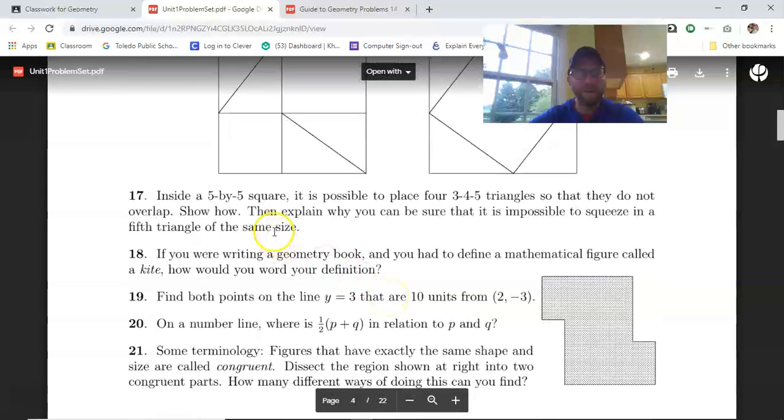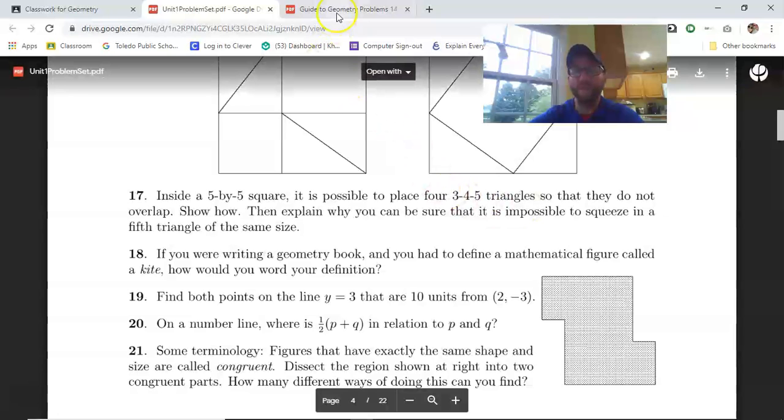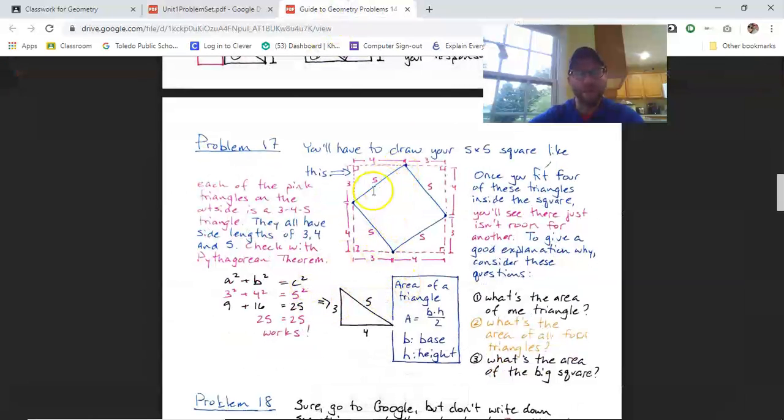Okay, 17. Inside a 5 by 5 square, it's possible to place 3, 4, 5 triangles so that they do not overlap. Show how. Then explain why you're sure it's impossible to squeeze in a 5th triangle of the same size. So go back here. Here's your 5 by 5 square. Notice you're going to have to draw it tilted on its side for this to work. From vertex to vertex is over 4, down 3, down 4, over 3. You can see the pattern here, so you'll have to sketch it like that.